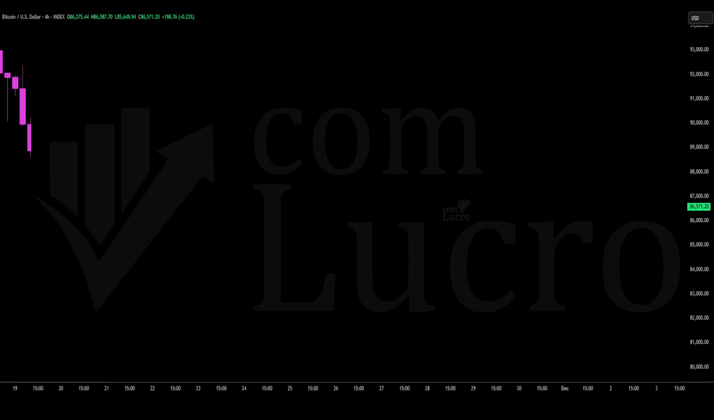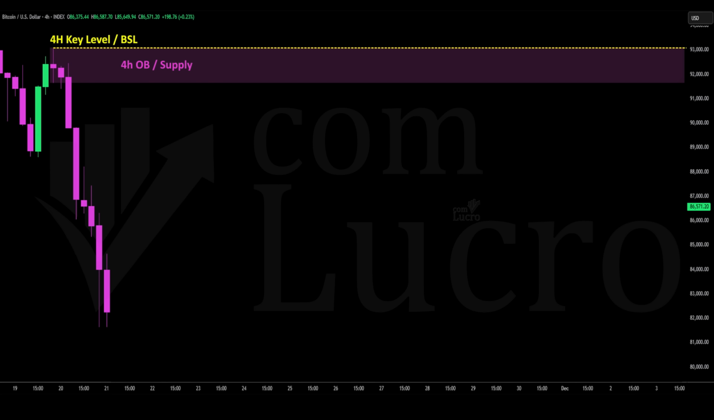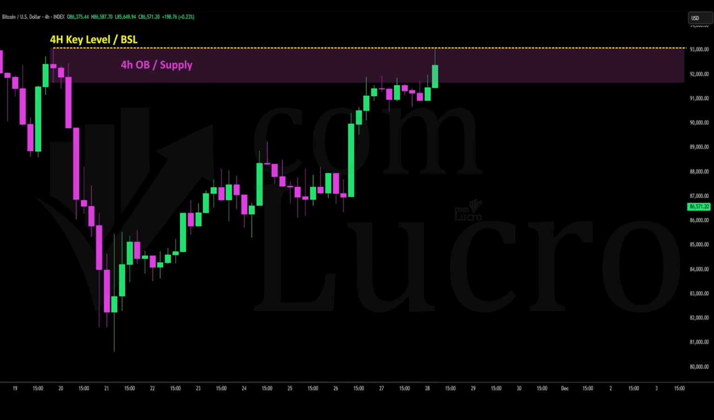In this example, we are looking at Bitcoin against the US dollar. The higher time frame market structure is bearish, with price continuing to create lower highs and lower lows. After a strong move to the downside, price begins retracing higher into a bearish order block, which acts as our higher time frame point of interest. As price reaches the order block, we begin watching for signs that the retracement may be coming to an end, and that the broader bearish trend could be ready to continue.